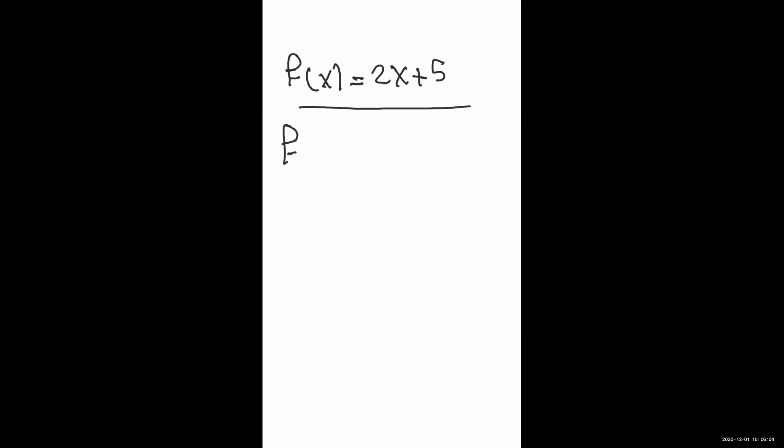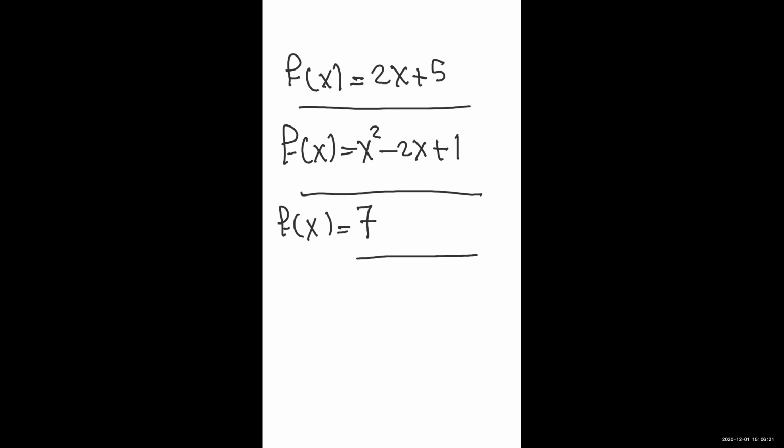If f of x equals x squared minus 2x plus 1, this one is also a polynomial. If f of x equals 7, for example, this one is also a polynomial. If f of x equals 1 plus square root of 2 x minus 9x to the power 3, this one is also a polynomial. Okay?